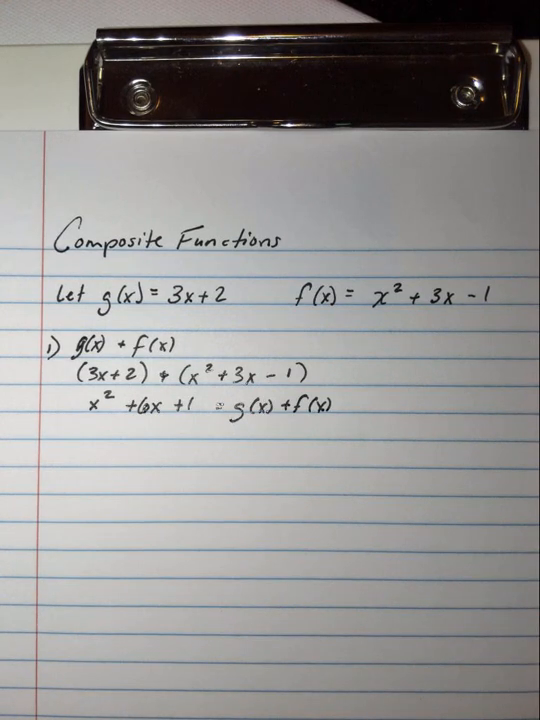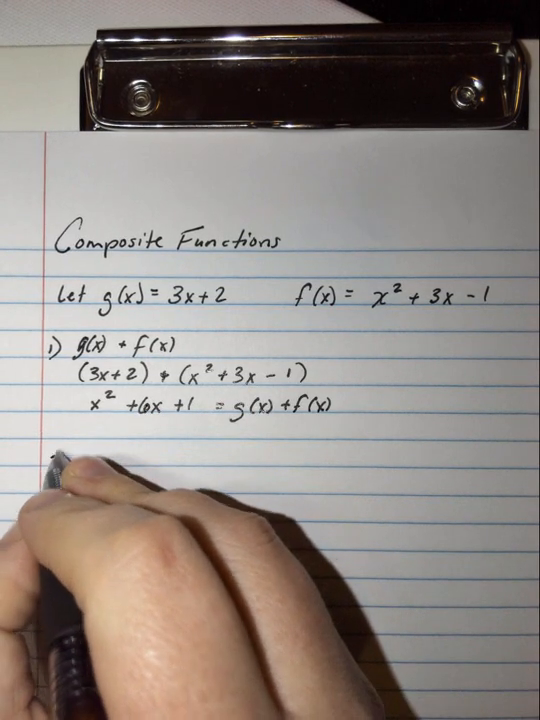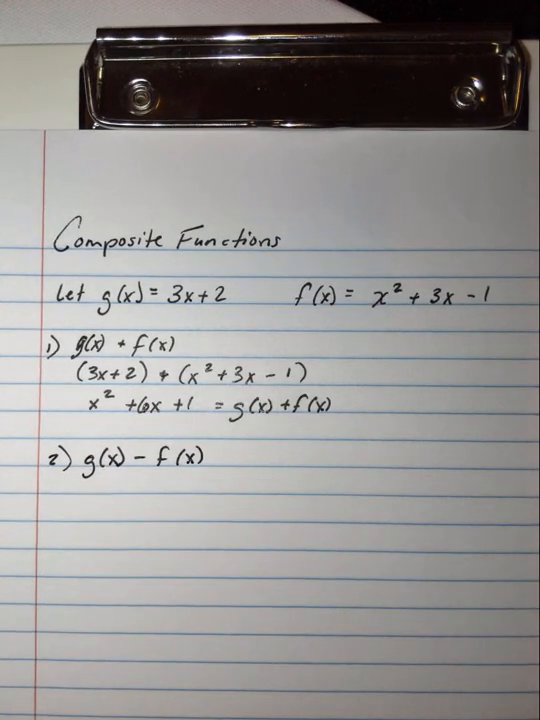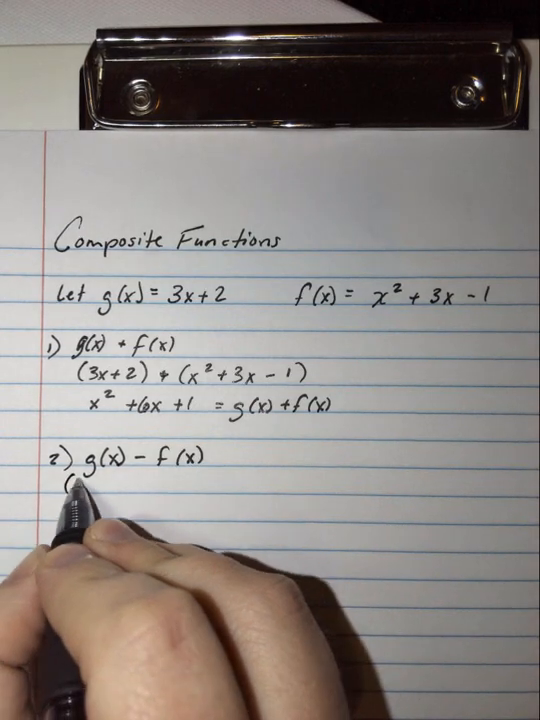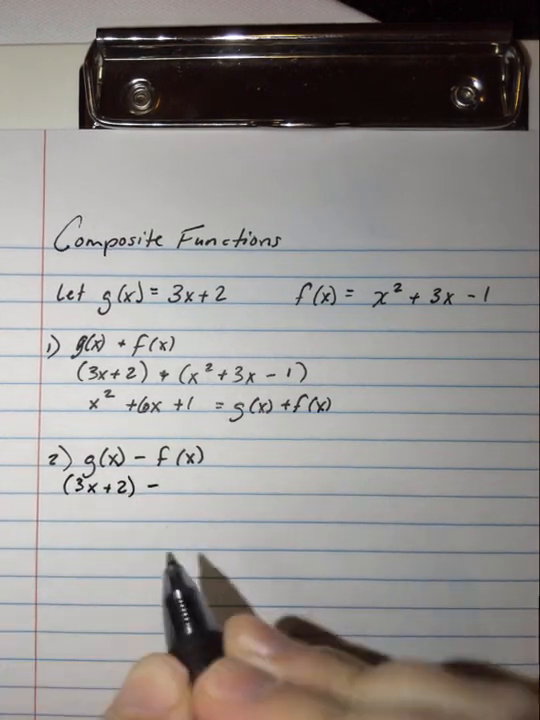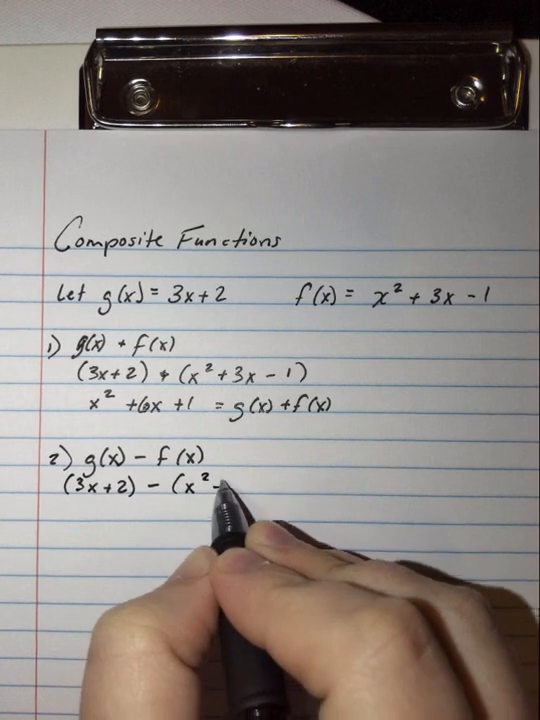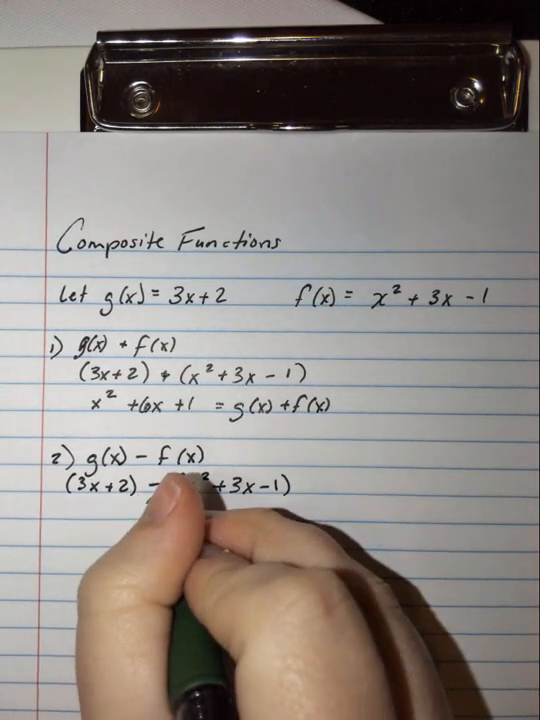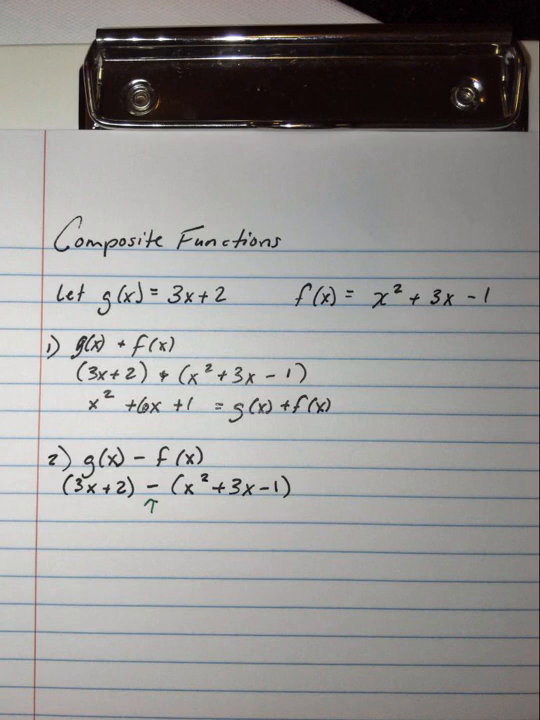Fairly simple. Alright. What if I asked you to take these two functions and subtract them? I always show this example because it's the one example that most students get very confused upon because they forget their parentheses. Okay, again, g of x is 3x plus 2. We're subtracting f of x, which is x squared plus 3x minus 1. Why is this so very important? Well, it's important because of this minus sign right here. If you're not careful, you're going to miss it. You're going to skip over it. You're not going to apply it.